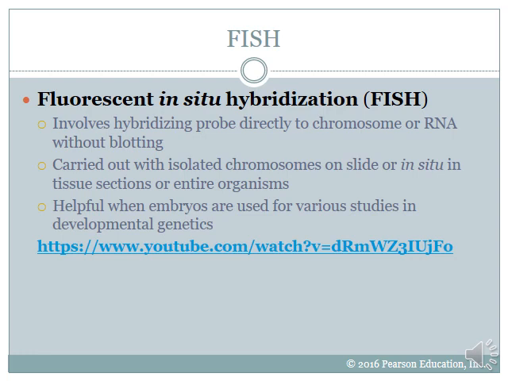Fluorescent in situ hybridization, FISH, we've talked about before. It involves hybridizing a probe directly to chromosome or RNA without blotting. It's carried out with isolated chromosomes on a slide or in situ in tissue sections or entire organisms. It's helpful when embryos are used for various studies in developmental genetics. And you can go to this video to see the technique of FISH.